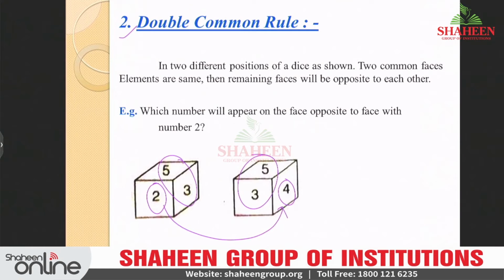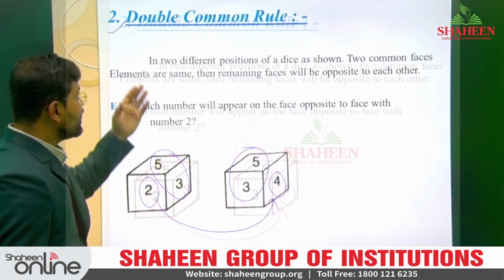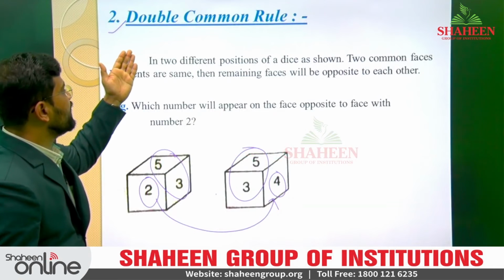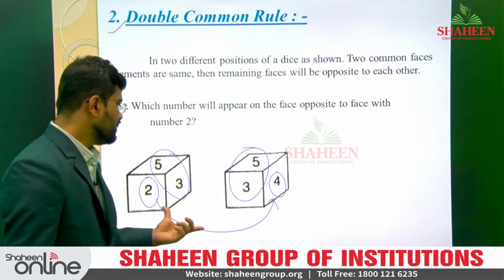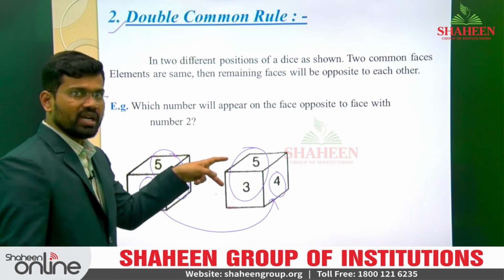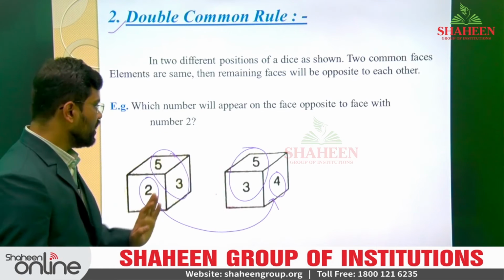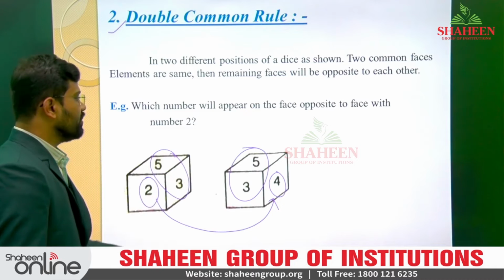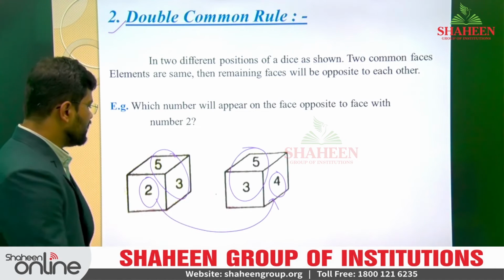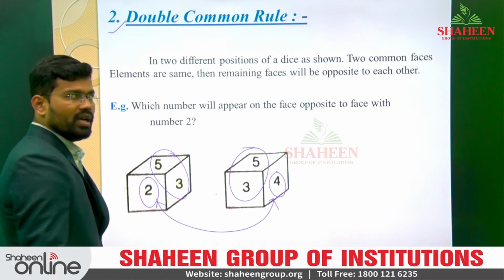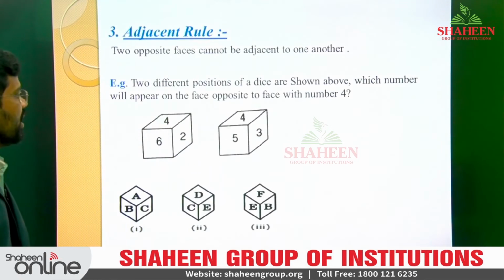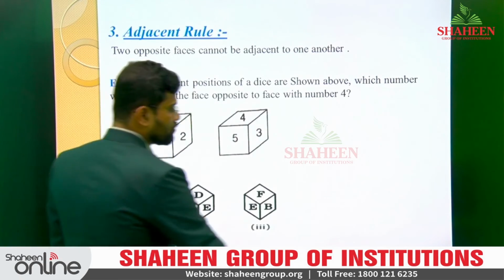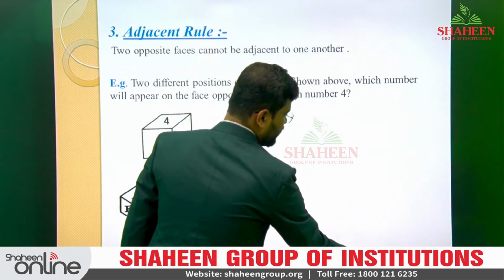So friends, I repeat, the rule itself indicates double common. In the given dice, if two elements are the same, then excluding those two common elements, the numbers which are left are opposite to each other. Now the last rule, the third rule.